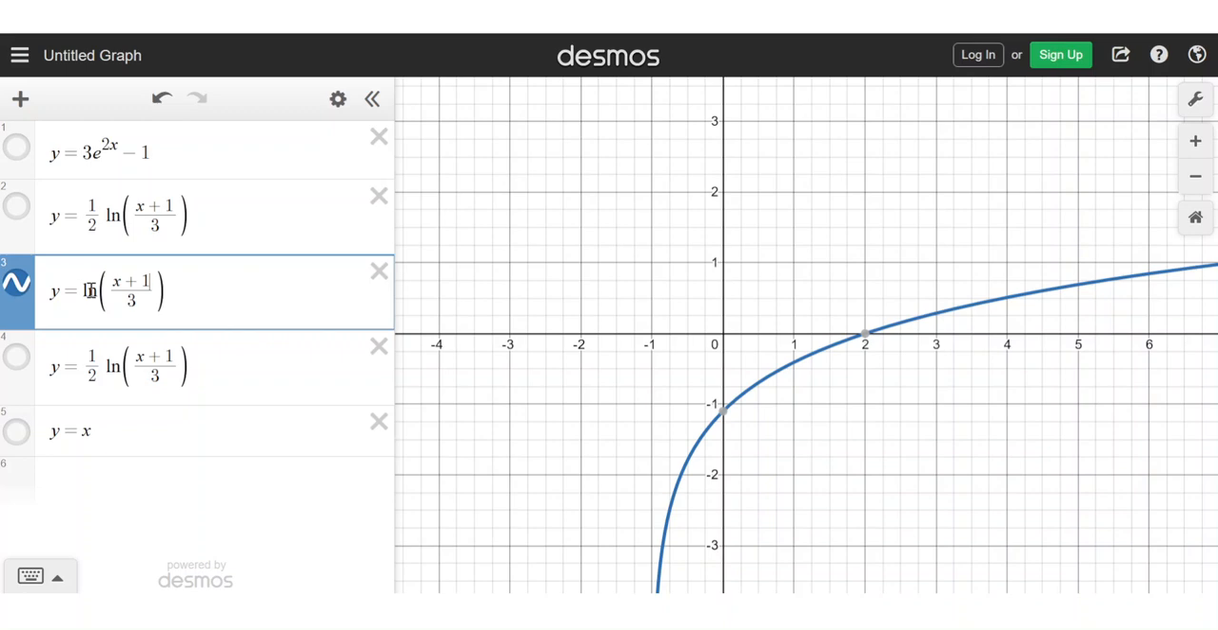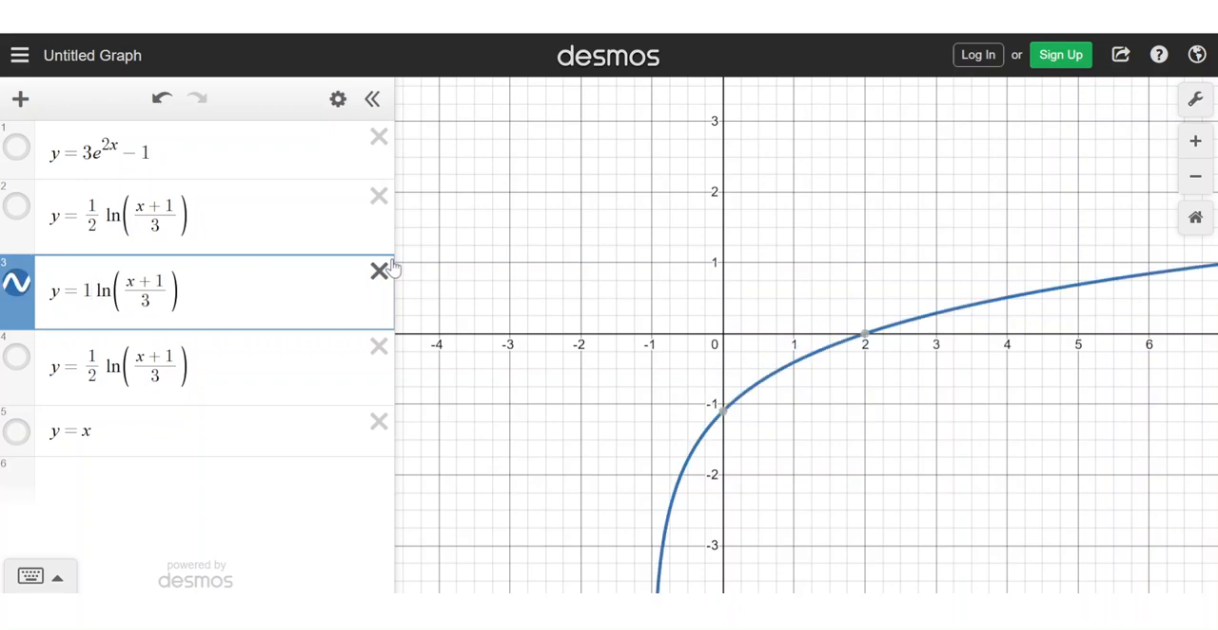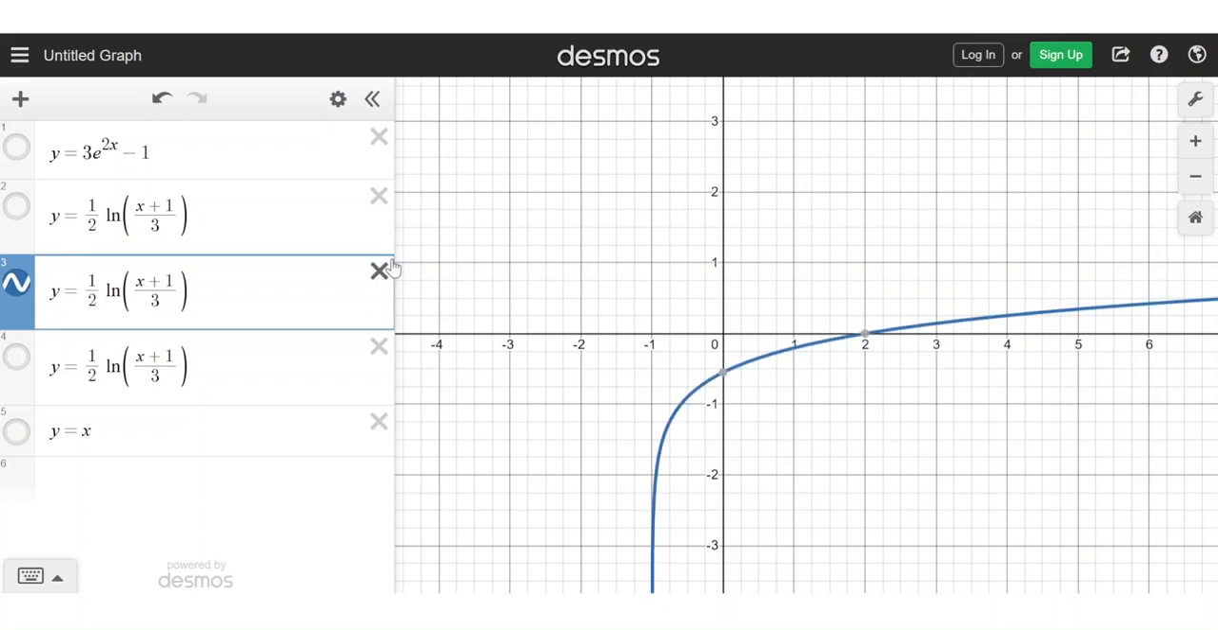And then lastly, what's going to happen if I put the half at the beginning? Well, that's going to scale the graph in the y direction by a half. Right? It's like squashing it. So we have a look at that again. Take that graph. Okay, we've squashed it. Okay. So this is our graph of the inverse function.